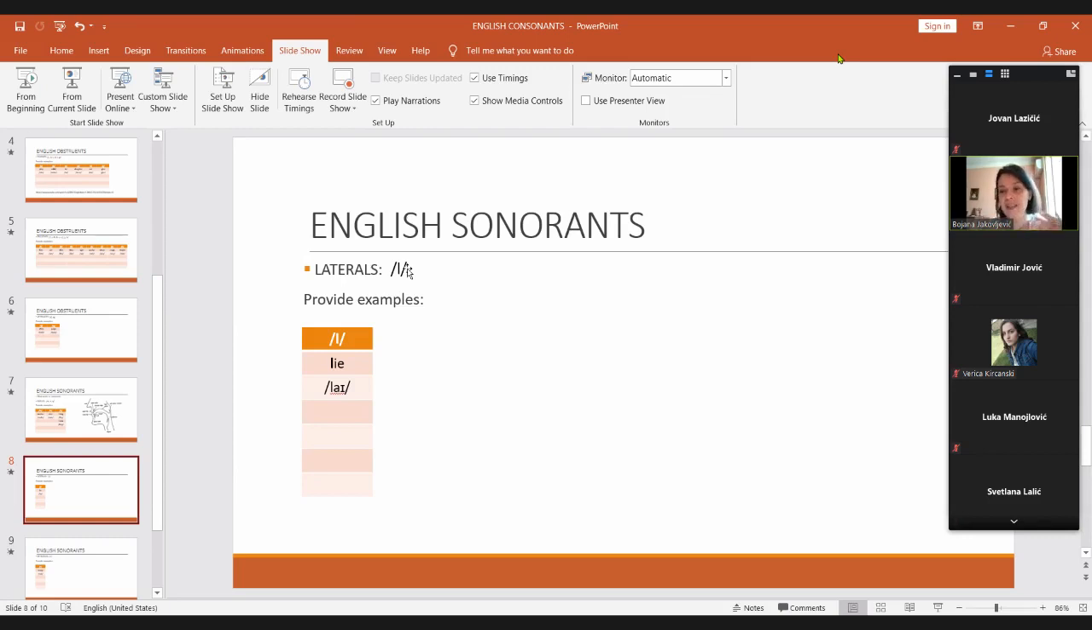But also at the same time, the air escapes along the sides of the mouth and goes out. So there is always a place. You can make an obstacle in the production of sonorants, but there is always a place for air to go out. It can be through the nose, it can be along the sides of the mouth, and this is why they're louder than obstruents. They're more sonorous, and they're called sonorants.